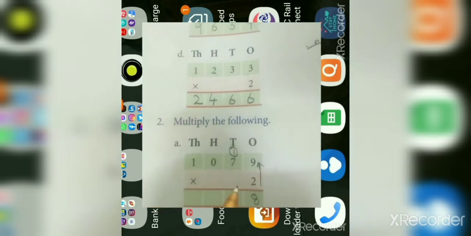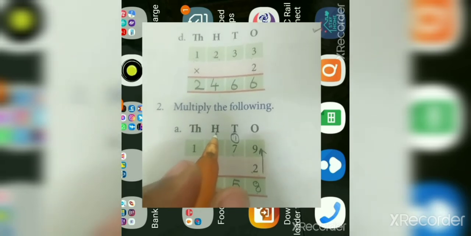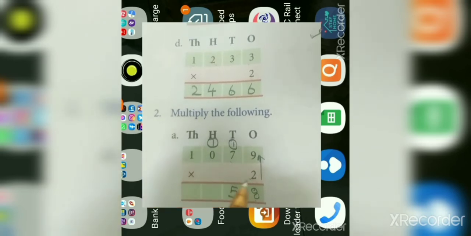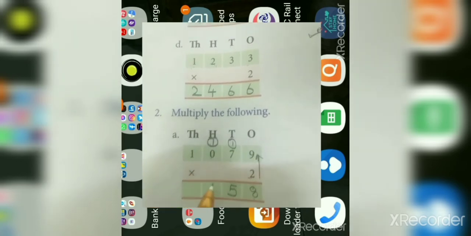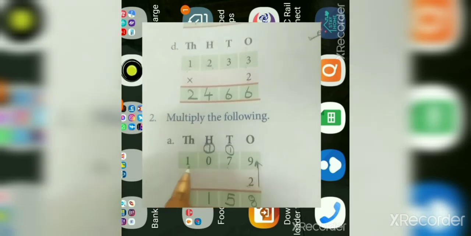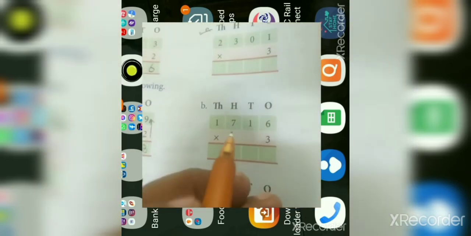Now 2 7s are 14. Carrying number 1 is there, so we will add 1 to 14. 14 plus 1 is 15. So here we will write 5 and again 1 we will carry over to the next place, that is the hundreds place. Now we multiply 2 with the number in the hundreds place. Hundreds place 0 is there. So 2 zeros are 0. 0 plus 1 is 1. So 1 will come in the hundreds place. Now we multiply the number in the thousands place, 2 1s are 2. Understood, children? Now let us come to the next problem.